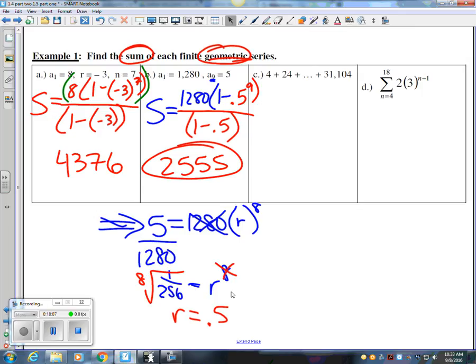Anybody have a question? Okay, part C. Keith, what are we starting with? Red or brown? What formula do you want to use? All right, let's start with brown because it is asking for the sum. So S equals, Chase, what goes in for A1? 4. One minus, Anthony, do I know R or can I find it? How would I find it? Yep, divide these. 24 divided by 4, what is that, y'all? 6, so R is 6.